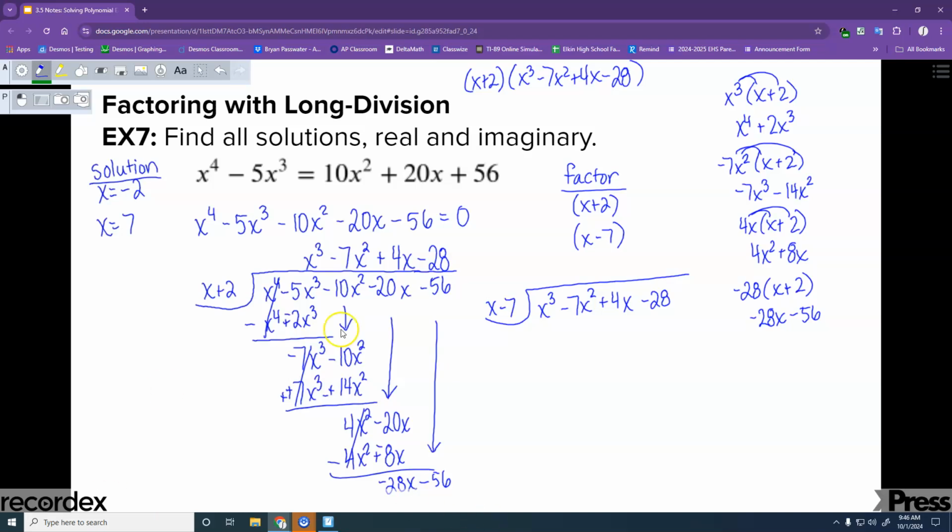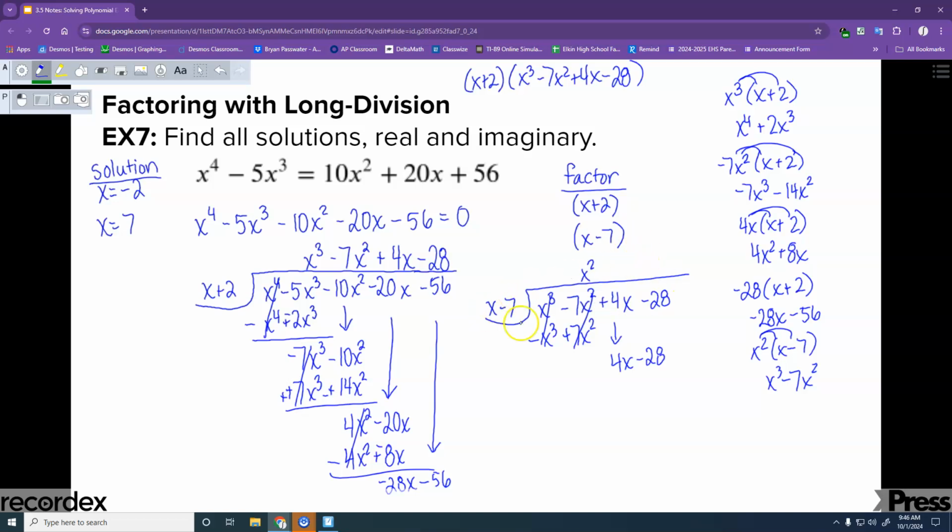All right. Okay, we're dividing again. What times x gives me x to the third? X to the second. Perfect. X to the second times x minus 7 is going to give me x to the third minus 7x squared right there. Goes here. I subtract. That actually cancels both of those, right? So then I'm going to need to bring down the 4x minus 28.